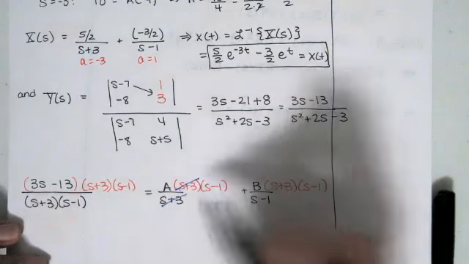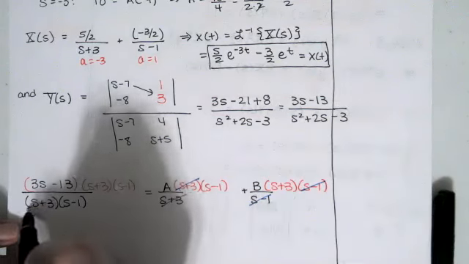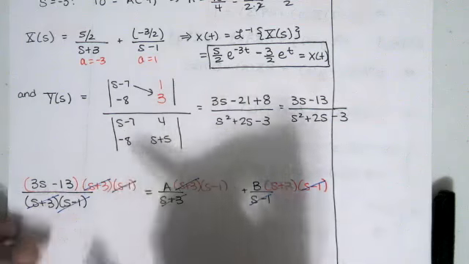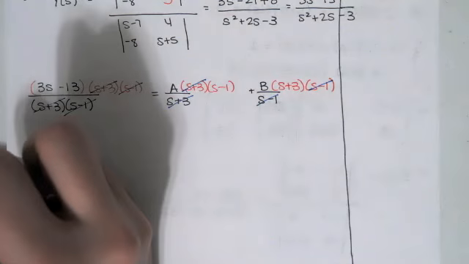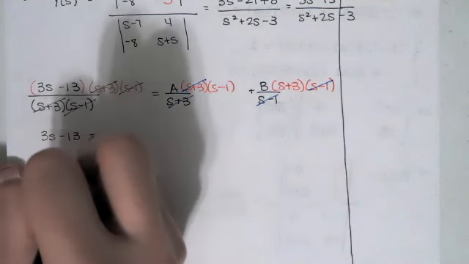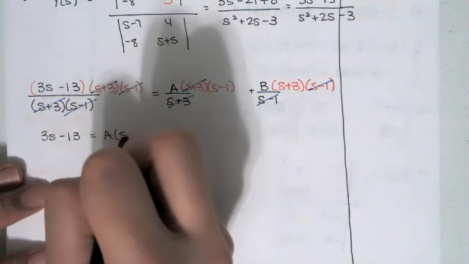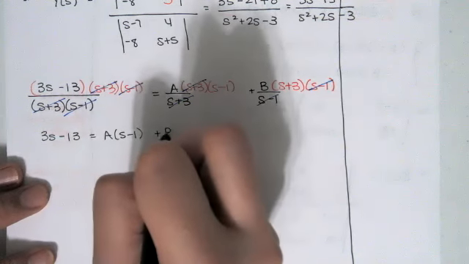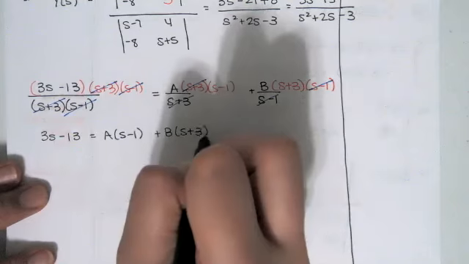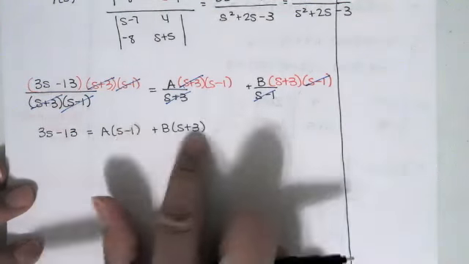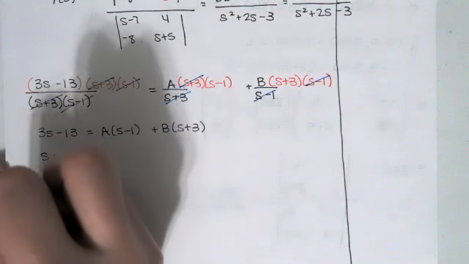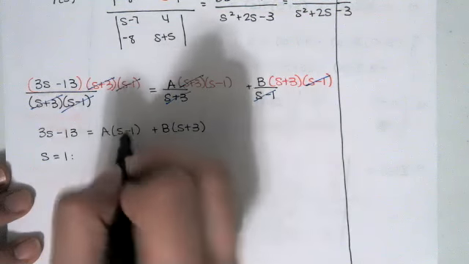The s plus 3's reduce, the s minus 1's reduce, and we end up with this. We end up with 3s minus 13 equals A times (s minus 1) plus B times (s plus 3). In order to find A and B, we just choose the values of s that cause each of these factors to be 0. So when s equals 1, this factor is 0.